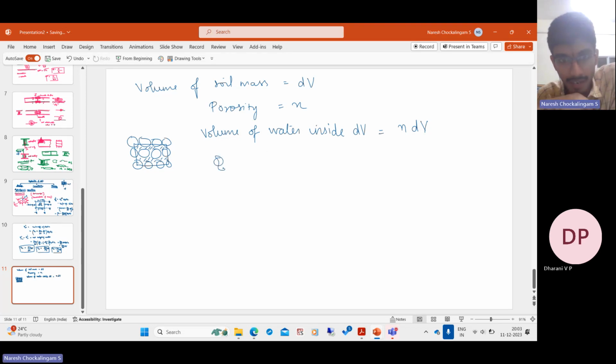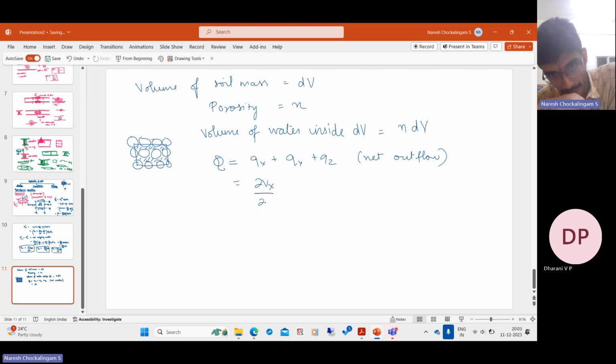Now the net flow is nothing but qx plus qy plus qz, the net outflow in all three directions. So the net outflow is nothing but partial Vx by partial x plus partial Vy by partial y plus partial Vz by partial z, multiplied by dV. I'm taking dV commonly out.